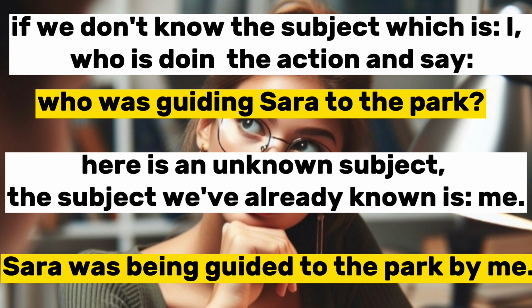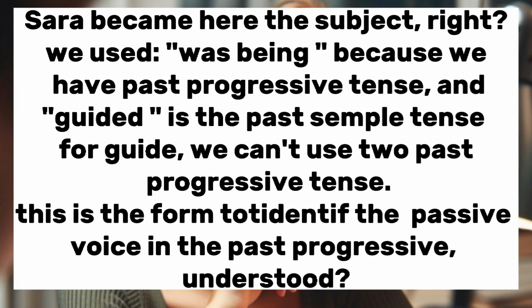The subject we've already known is me. Sarah was being guided to the park by me. Sarah became the subject here, right? We used was being because we have the past progressive tense, and guided is the past tense of guide. We can't use two past progressive tenses. This is the form to identify the passive voice in the past progressive.